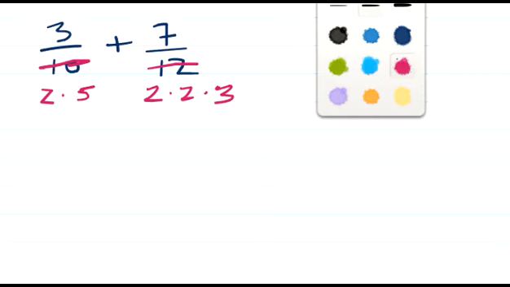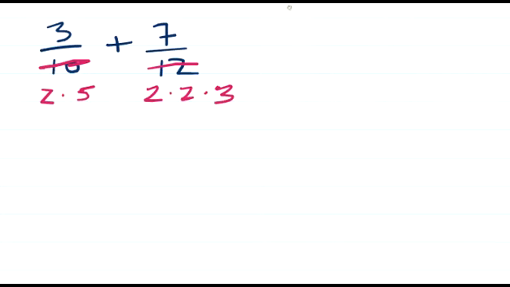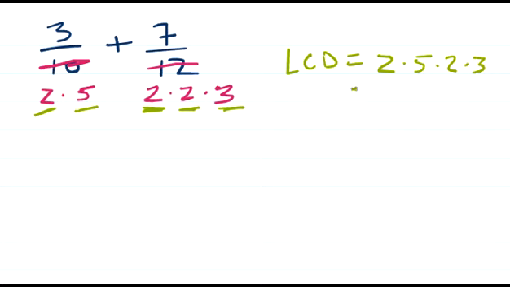Well, let's check. So I'm going to change my color here. So our LCD, we need this 2, and so we can take one of these 2's, right? So we take the 2. Now we need this 5, so we take a 5. There's no 5's over here to underline. We have another 2 over here to underline, so we take that other 2. And then we have the 3 to underline, we take that 3. And the LCD ends up being 10 times 6, which is 60.